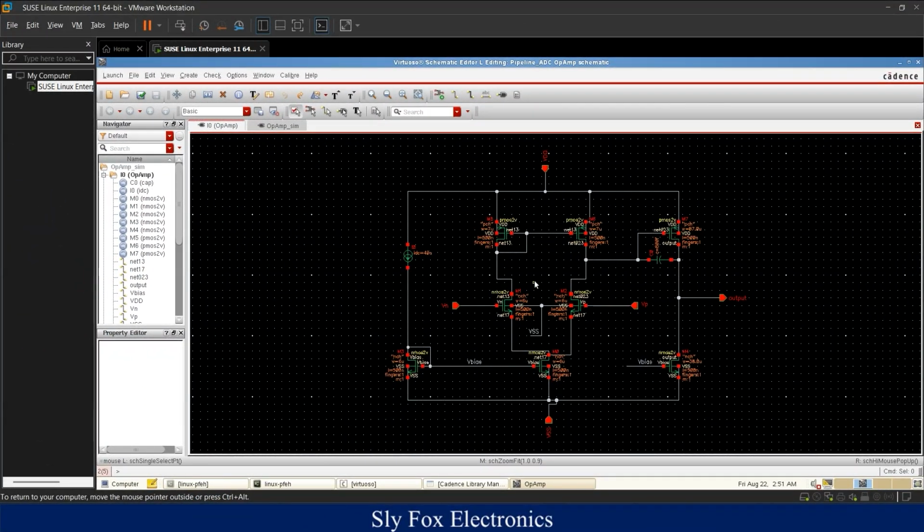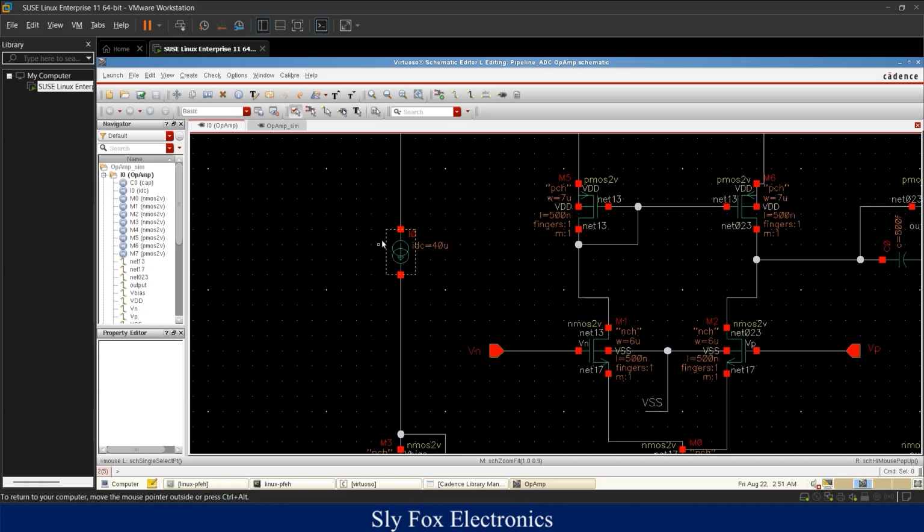This is the schematic of the two-stage op-amp. To design this two-stage op-amp, first you need to place an ideal source here. I've set its current to 40 microamperes. More current means more slew rate. Less current means less slew rate. So you need to set its value according to your needs. But you must consider that if you are increasing your slew rate, you are losing gain.